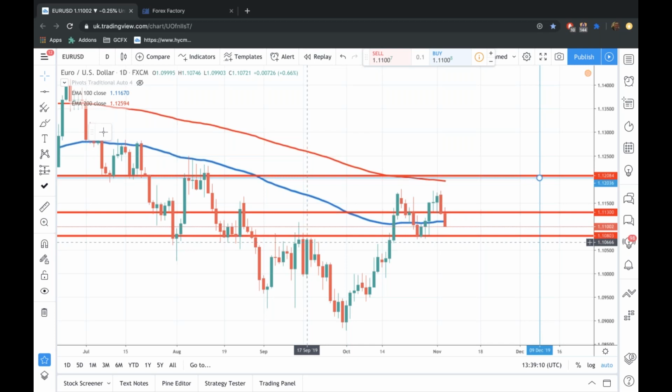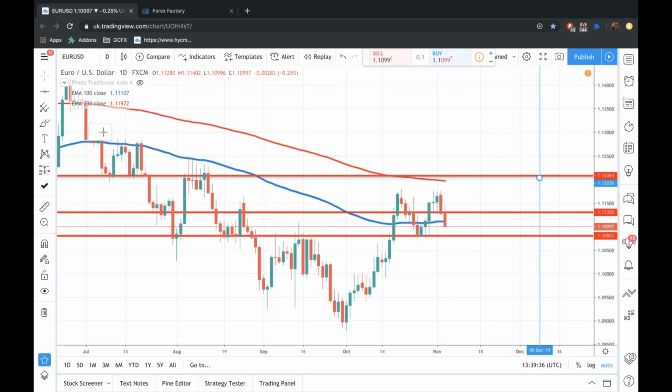If there's a deterioration in US-China trade talks, expect the US dollar to be bid and expect to see more euro US dollar downside. Key support down here, just below the 1.1100 level, just here at the 1.1075 level, and you've got key resistance just up here at the 1.1200 level.